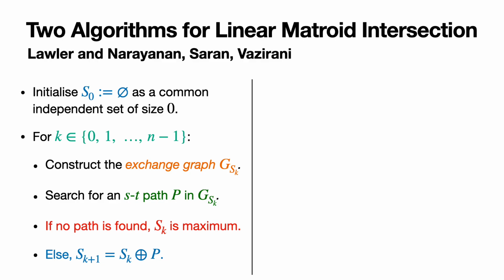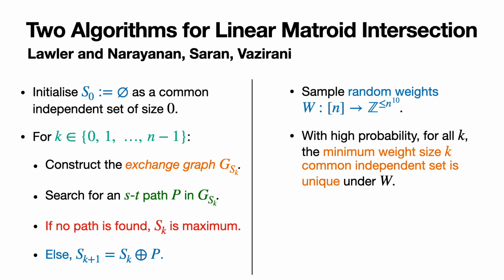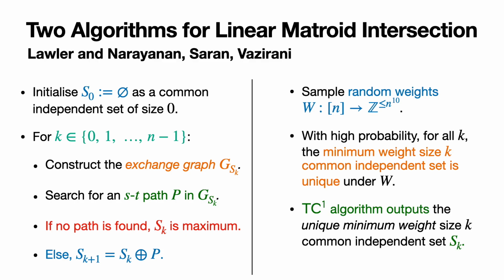Now the other algorithm, the algorithm of Narayanan, Saran, and Vazirani, is very different. Okay? So it starts by sampling random weights. Then they show that with high probability, for all k, the minimum weight size k common independent set is unique under W. So this is the isolation lemma. Finally, they give an algebraic TC1 algorithm which outputs the unique minimum weight size k common independent set, let's say Sk. Now, as we discussed earlier, TC1 is contained in CL, so this is actually a CL algorithm.